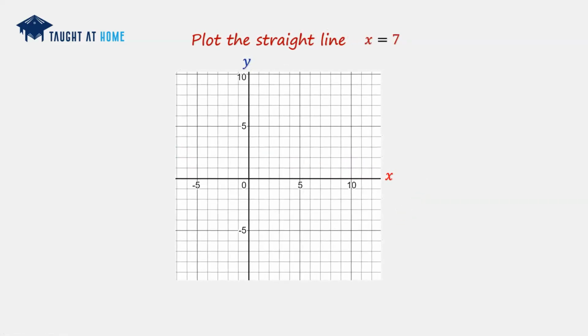Similarly, we've got x equals 7, so it's not a function of y. So for every point in this graph, x is going to be 7. So we can go to 7 here and just draw a straight line through x equals 7.